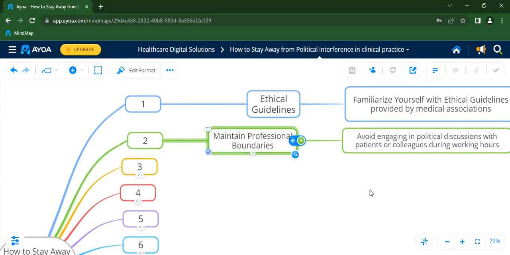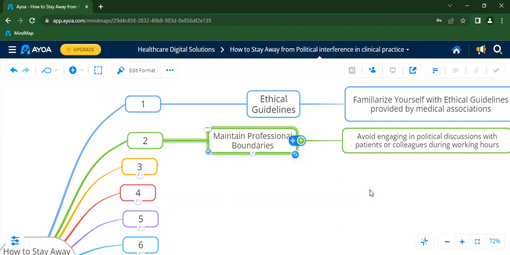Then you can maintain professional boundaries whenever you are dealing with patients or any kind of visitors. You have to avoid any political discussions with your patients or maybe even your colleagues during working hours. And I would suggest, if possible, avoid any political discussion itself.